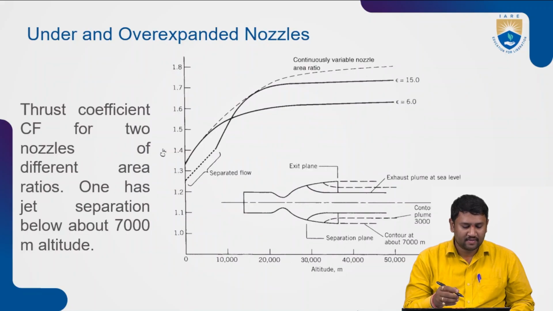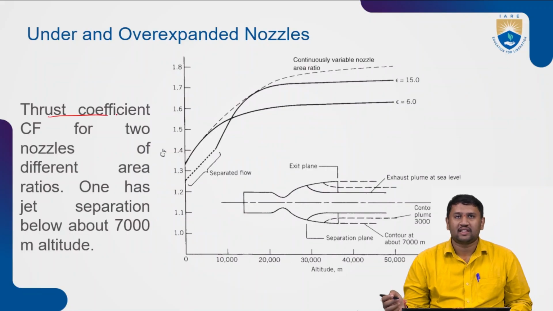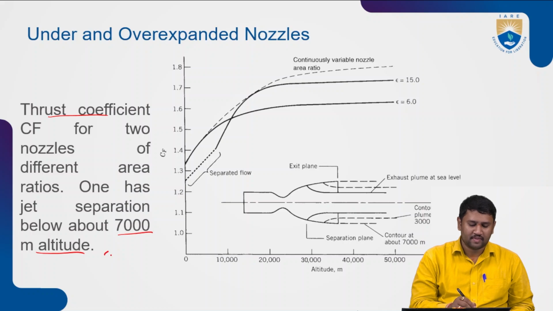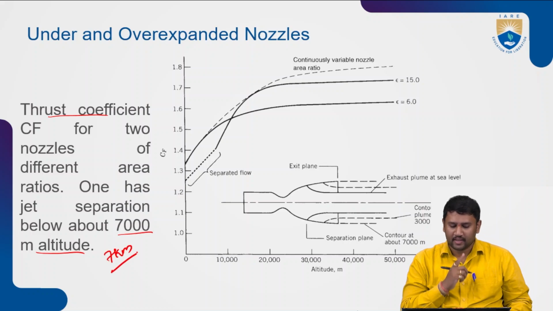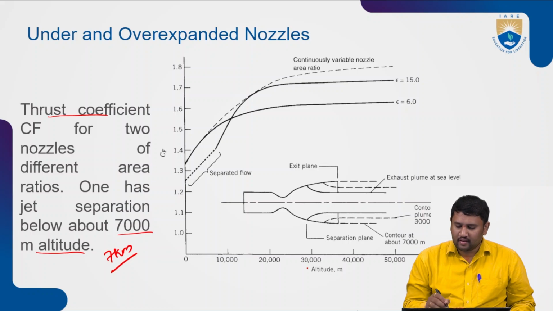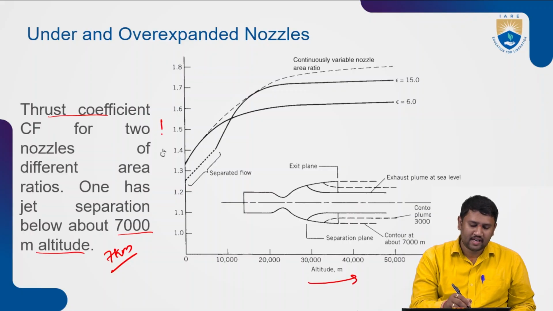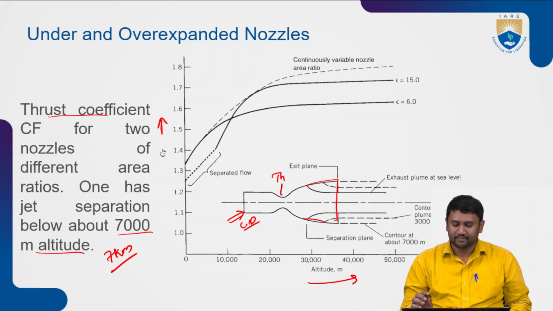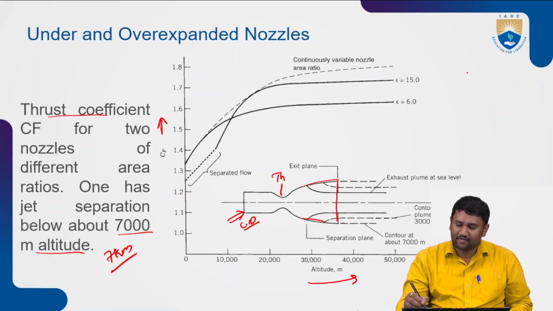Now let us understand this. The given figure shows the thrust coefficient of two nozzles of different area ratios. One has jet separation at about 7,000 meter altitude, which means 7 kilometer altitude. Now, the graph is plotted against the altitude as well as the thrust coefficient, and this will be my CD nozzle and this will be my throat. This is my CD nozzle bell. Now what happens if we consider three cases.